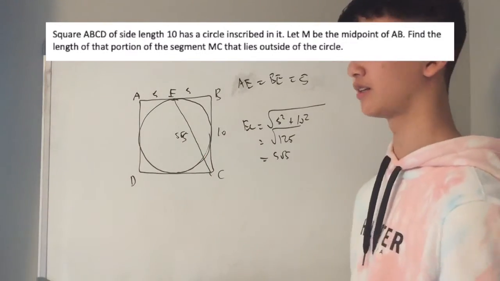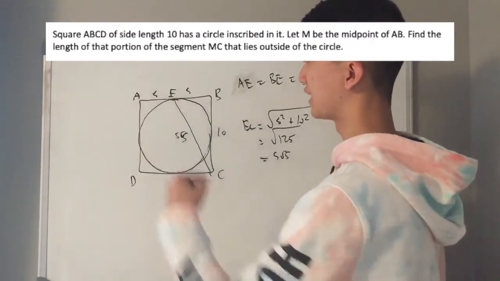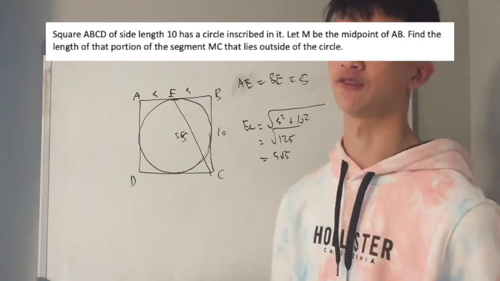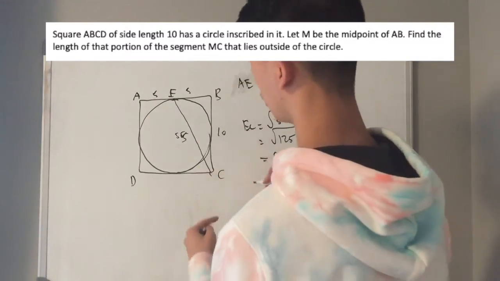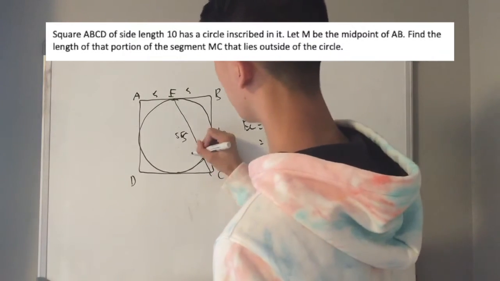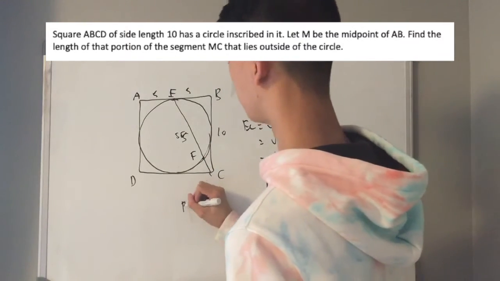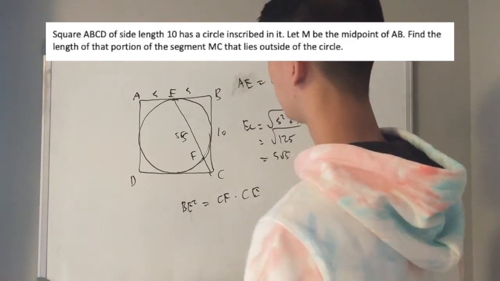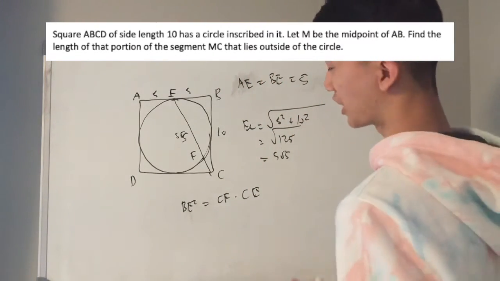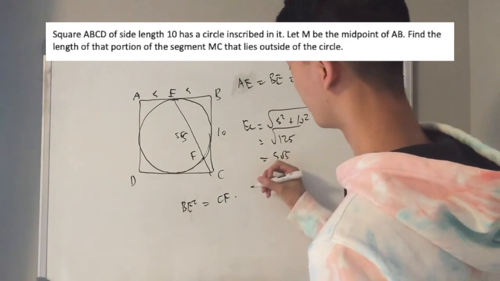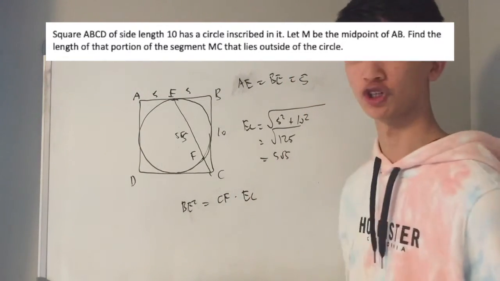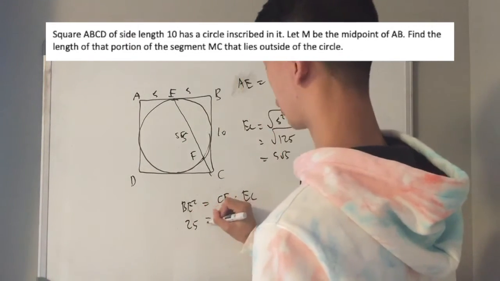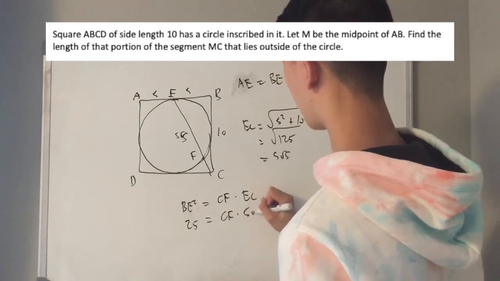So now let's apply the secant-tangent theorem. Well, we know that BA is tangent to the circle, and also that EC is a secant of the circle. So now let's call the intersection of CE with the circle F. So now we know that BE squared is equal to CF times CE by the secant-tangent theorem. Well, actually CE is equal to EC, just to keep my solution a little bit more clear. And so BE squared is equal to 25, which is equal to CF times 5 roots 5.